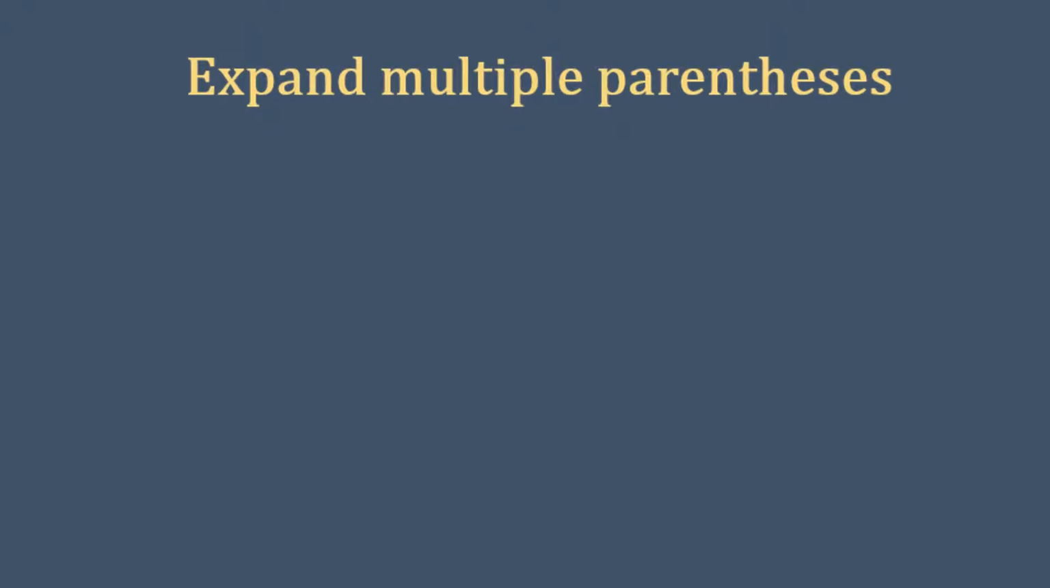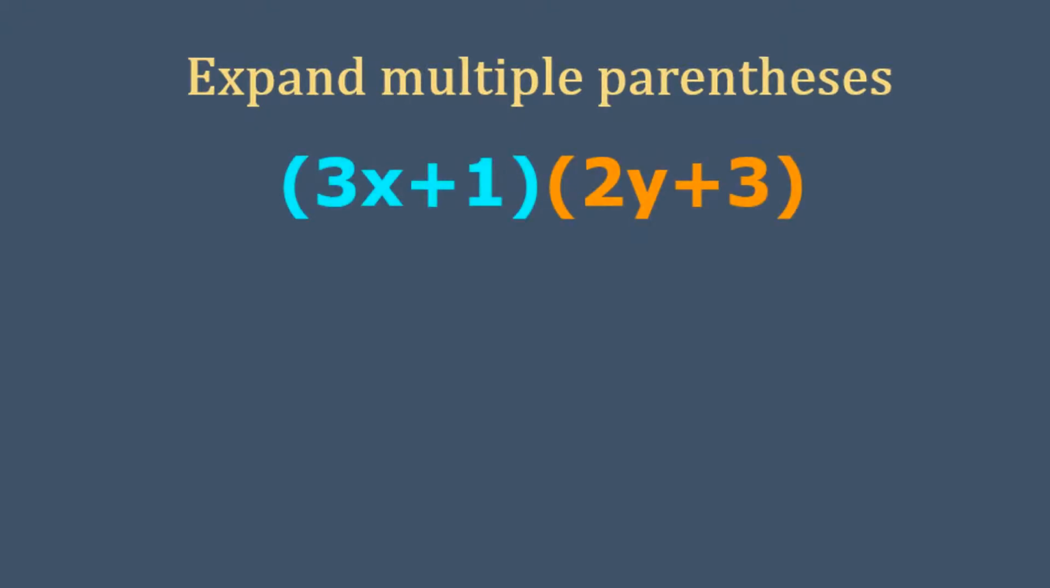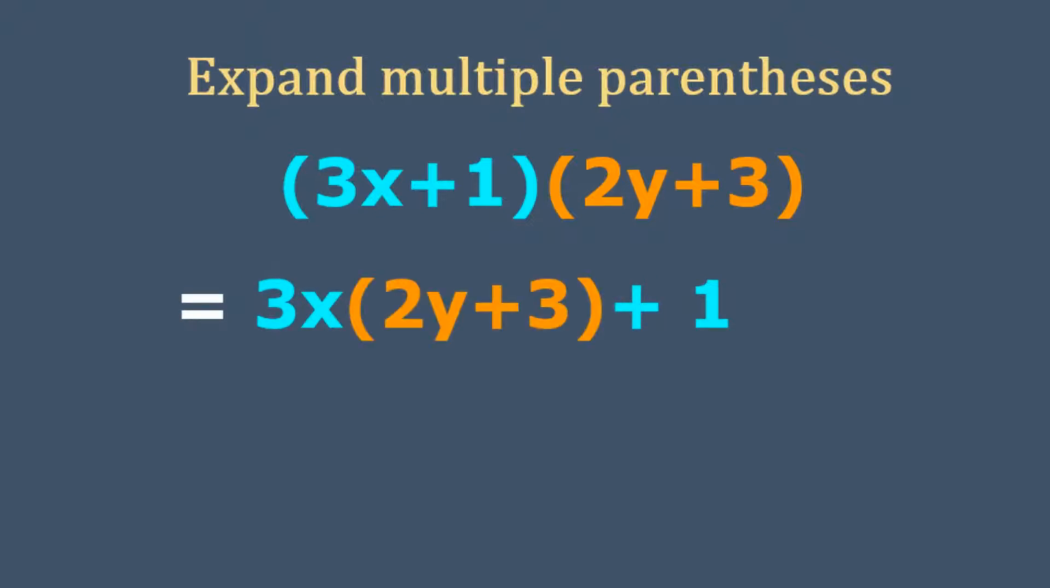Expanding multiple parentheses. To expand an expression that contains two parentheses, each part of the first one is multiplied by each part of the second parenthesis. To do this, split up the first parenthesis into its parts. Multiply the second parenthesis by the first part, and then by the second part of the first parenthesis.